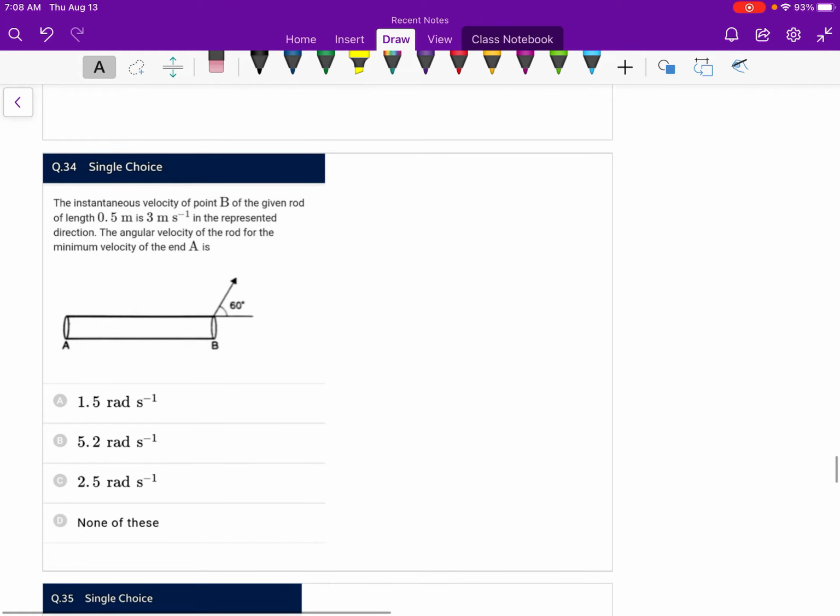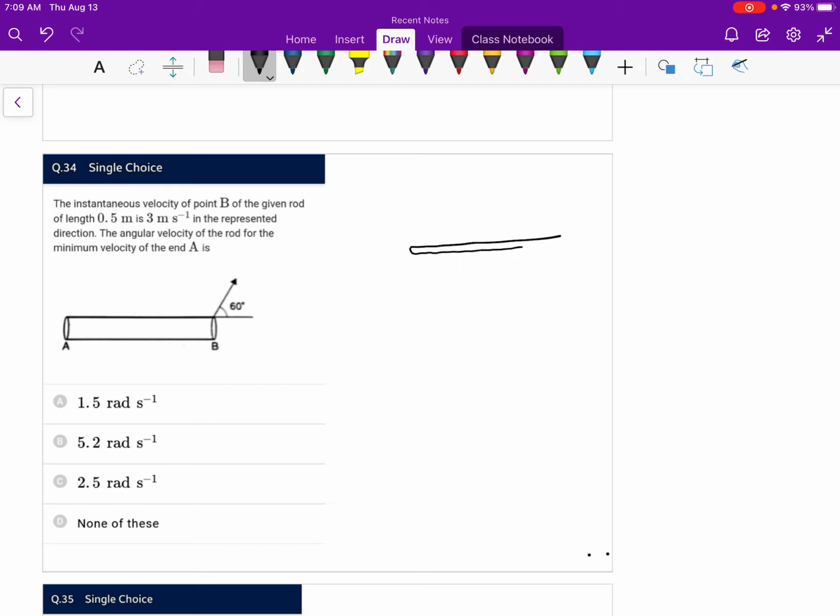The instantaneous velocity of B is this, the length of the rod is this, in the represented direction. Find the angular velocity of the rod for the minimum velocity of the end A. This is a very good question. So we need to use rigid body constraint. See, this is a rod, and this is the angular velocity of the rod. So we need to take the assumption that the rod is rigid. So along the length of the rod, the relative velocity should be 0. So this is VB perpendicular, this is VB parallel, and this is point A.